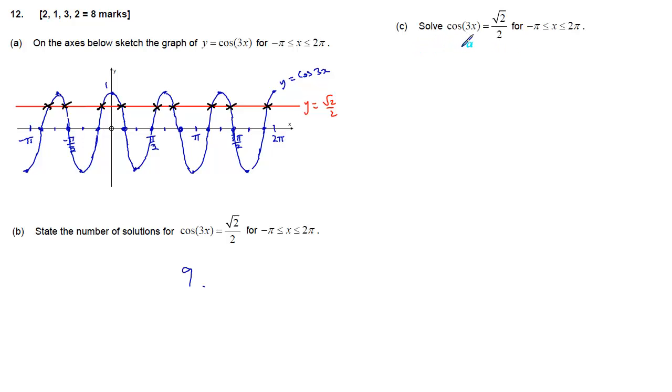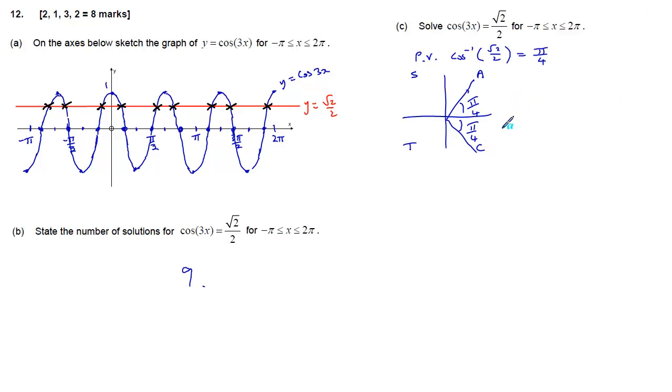Now we want to solve cos 3x is equal to root 2 over 2 for negative pi to 2 pi, so finding all of the solutions here. Our principal value will be the inverse cosine of root 2 over 2, which you know is pi by 4 radians. So, we look at the cast diagram. We've got pi by 4, and a cosine which is positive will also have pi by 4 here.